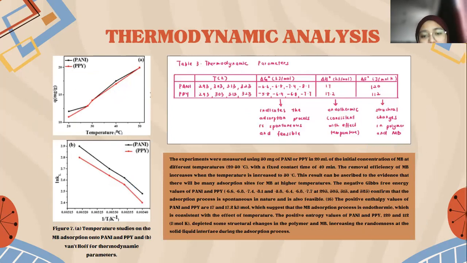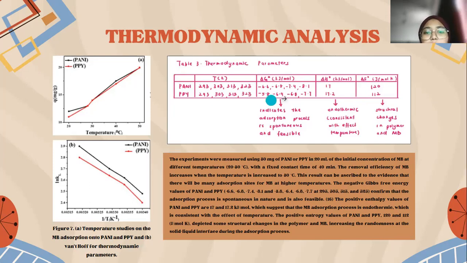The experiments were measured using 50 milligram of polyaniline or polypyrrole in 20 ml of the initial concentration of methylene blue at different temperatures, between 20 and 50 degrees Celsius, with a fixed contact time of 40 minutes. The removal efficiency of methylene blue increased when the temperature increased to 50 degrees Celsius. This result shows evidence that there are more adsorption sites for methylene blue at high temperature.